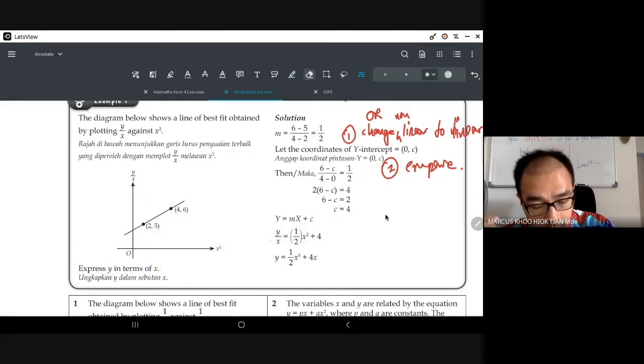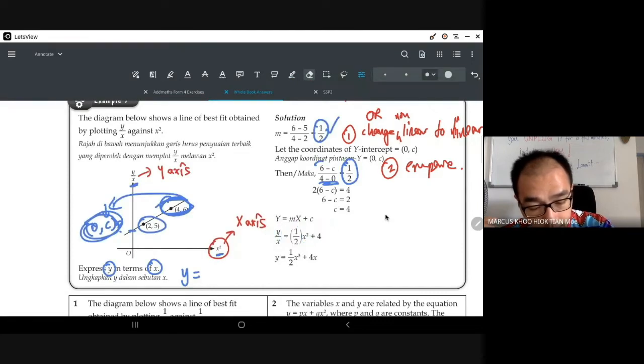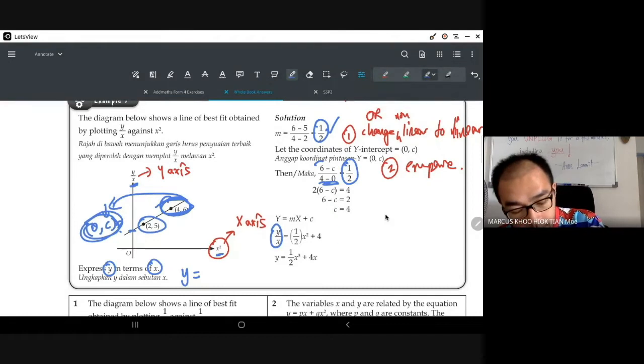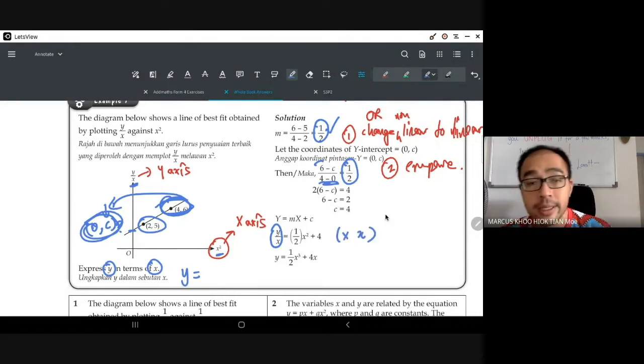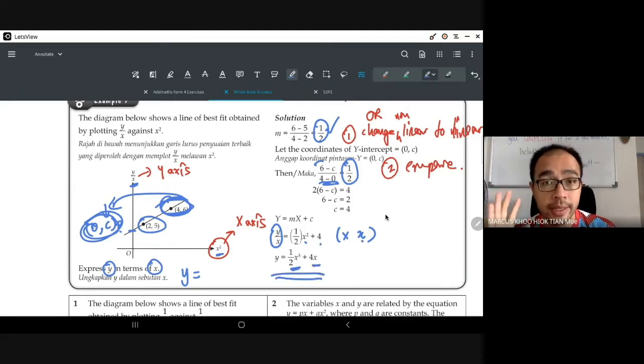If you take a look, this is y over x, right? So how do we change it to y? We multiply everything by x. So half x squared times x will be half x cubed. 4 times x will be 4x. And that's it, you can leave it like that.